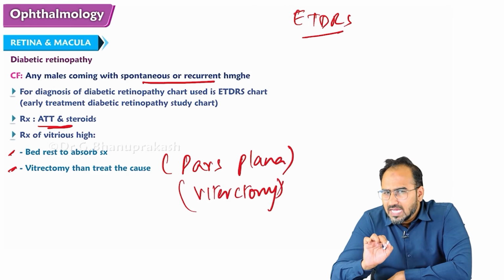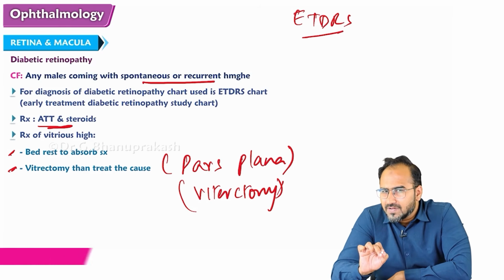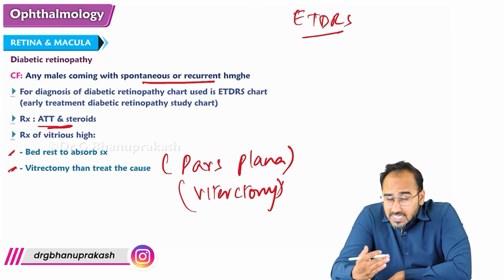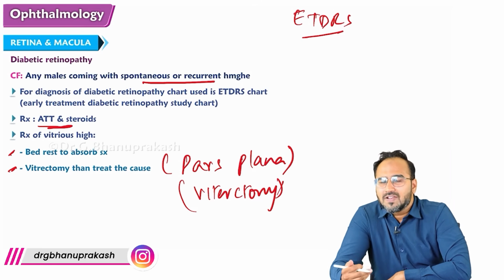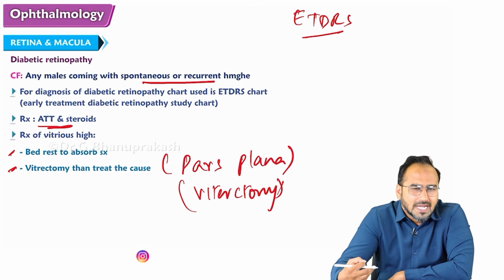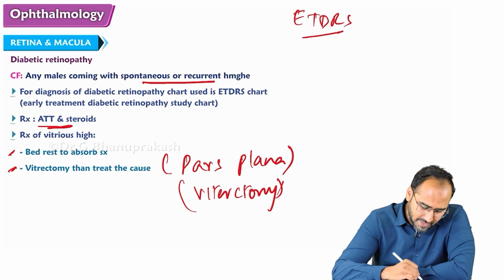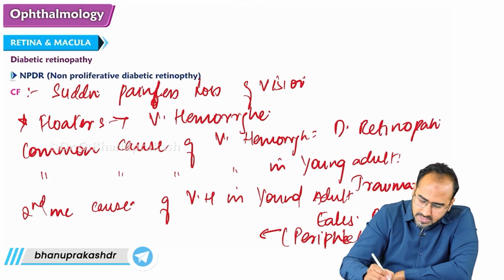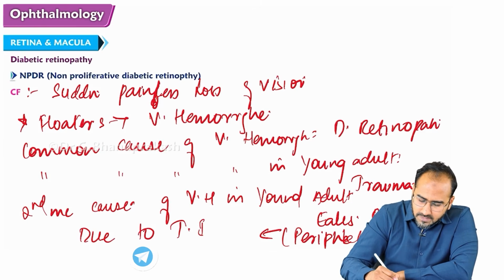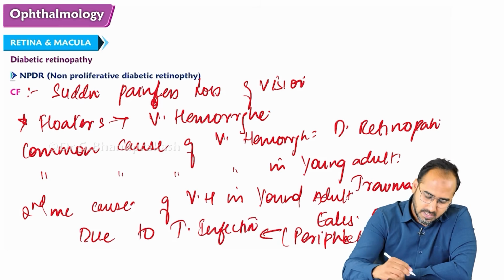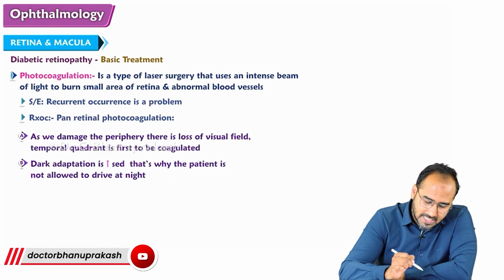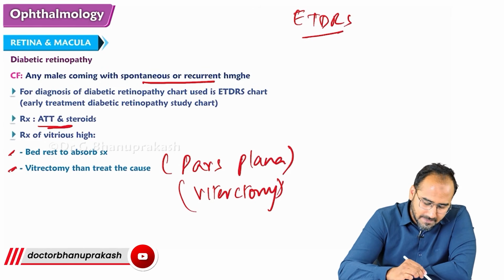So once again, guys, if a diabetic retinopathy patient develops vitreous hemorrhage, that is common. But if the patient is developing recurrent vitreous hemorrhage, then the cause is periphlebitis retinae. Treatment of it is what? Anti-tubercular drugs and steroids. Why? Because periphlebitis retinae is secondary due to tubercular infection. Eales disease commonly occurs due to tubercular infection. Okay, that's regarding diabetic retinopathy.